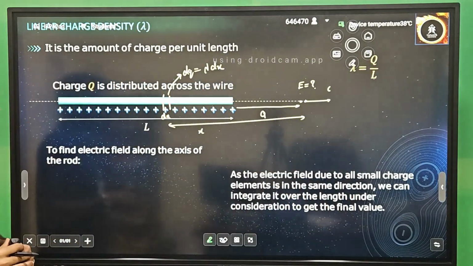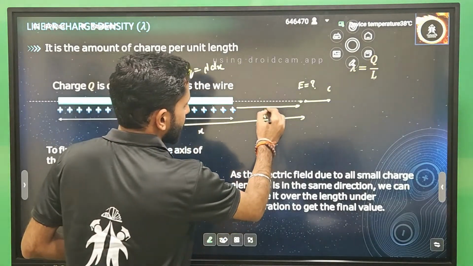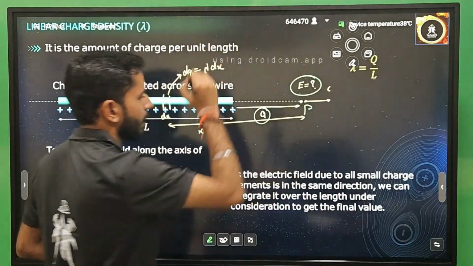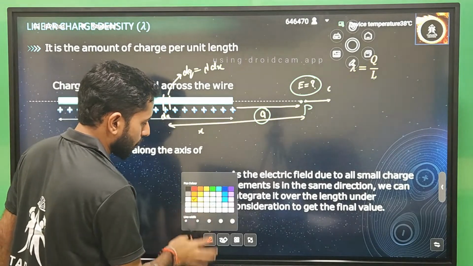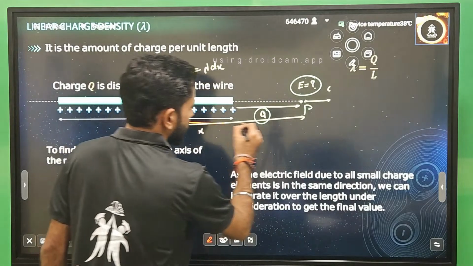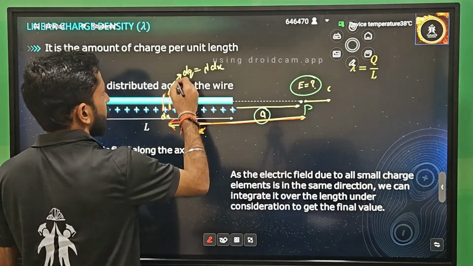The question is, there is a rod of length L, and at a distance A from that rod at point P, I want to know what is the electric field. This is what I want to calculate. What will I do? The first step is, please follow this step by step, you will be getting a result. Go at a distance x and cut out an element of thickness dx.